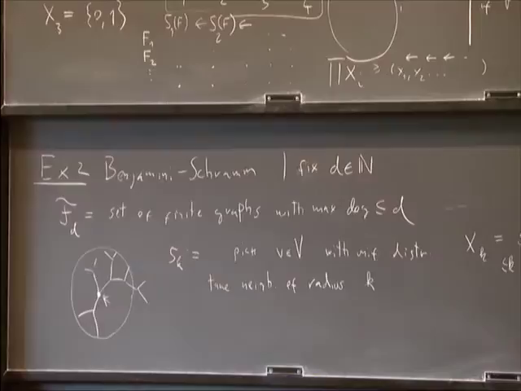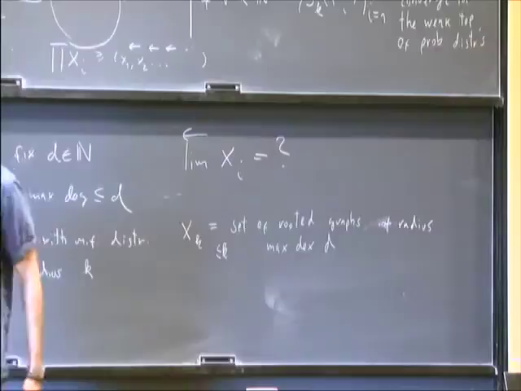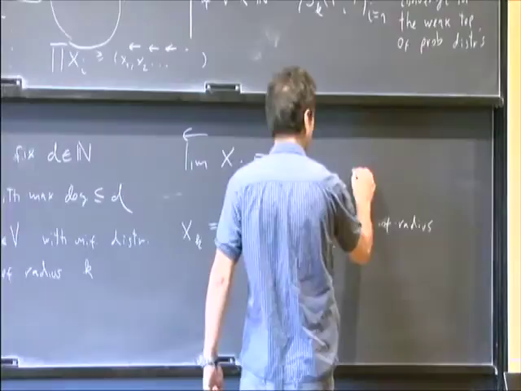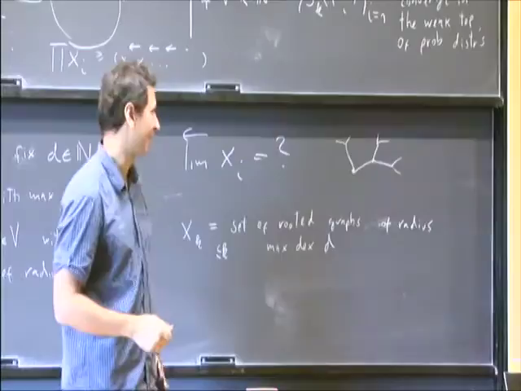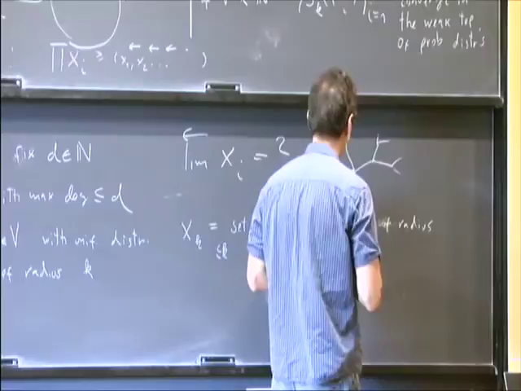Now, here is the question for you. What will be this space? I think this is the way we denote the inverse limit. What is this? It's a puzzle for you. Would it be infinite trees? Not trees, but infinite rooted graphs. So there will be a root. And it's possibly infinite, could be finite also, does not matter. But these are connected graphs. So infinite connected graphs with a root, and of maximal degree d.